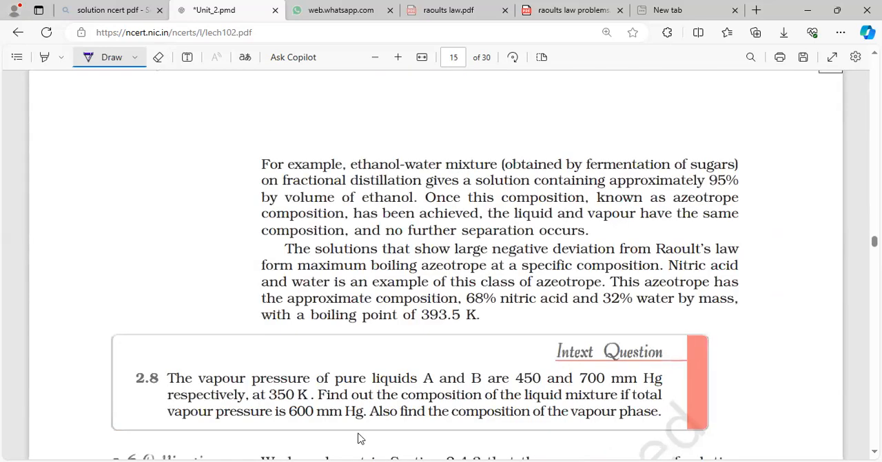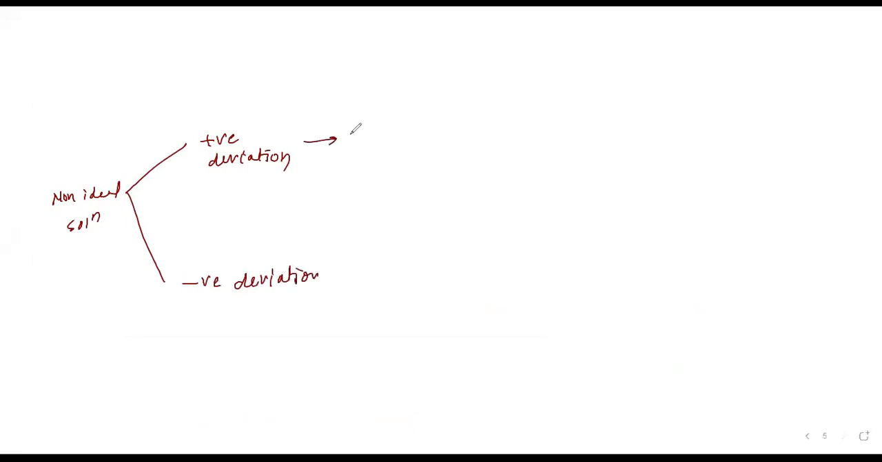So what I'm doing is sharing the whiteboard here. You see, non-ideal solutions are of two types. One is positive deviation and the second is negative deviation. Positive deviation means high vapor pressure, and negative deviation means low vapor pressure.